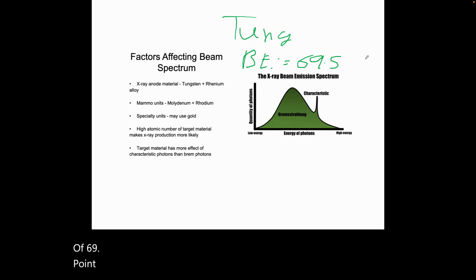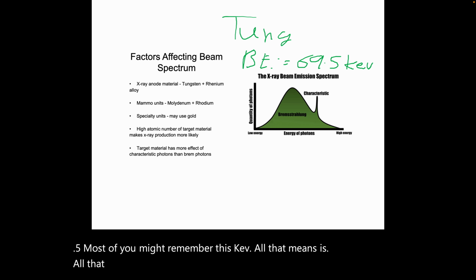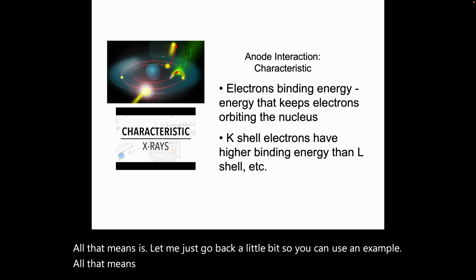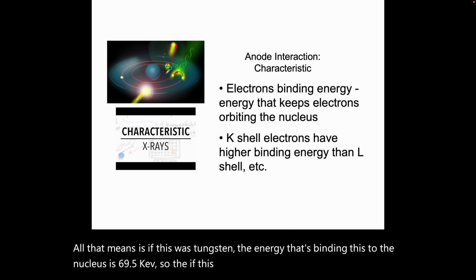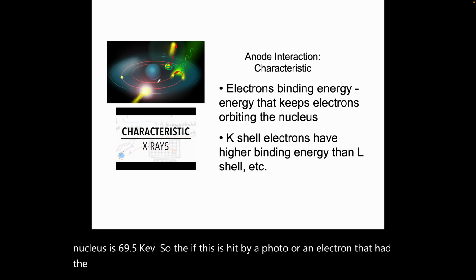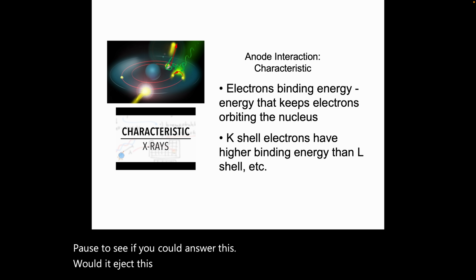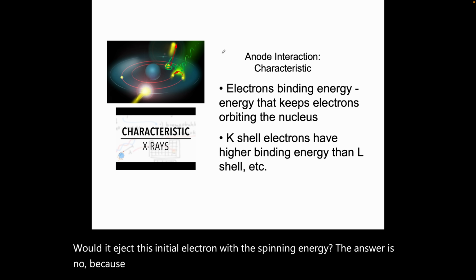keV. Most of you might remember this. All that means is, let me go back a little bit so you can use it as an example. If this was tungsten, the energy that's binding this to the nucleus is 69.5 keV. So if this is hit by a photon or an electron that had the energy of 40 keV, what do you think? Would it eject this electron with this binding energy? Pause to see if you could answer this. The answer is no, because it doesn't have enough energy to dislodge it.